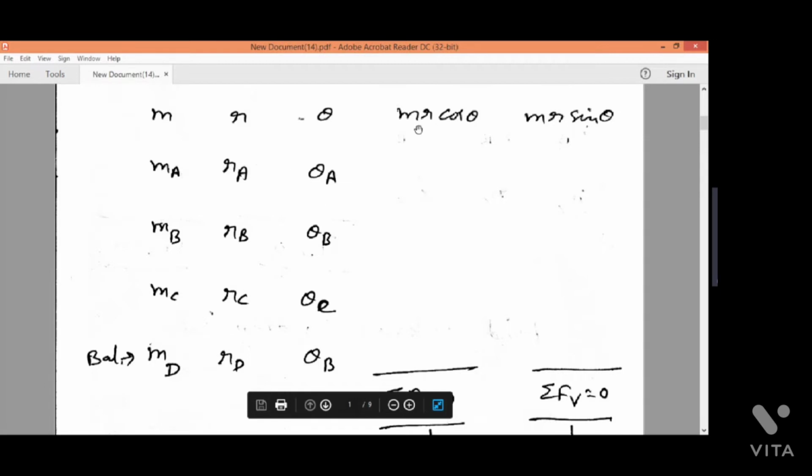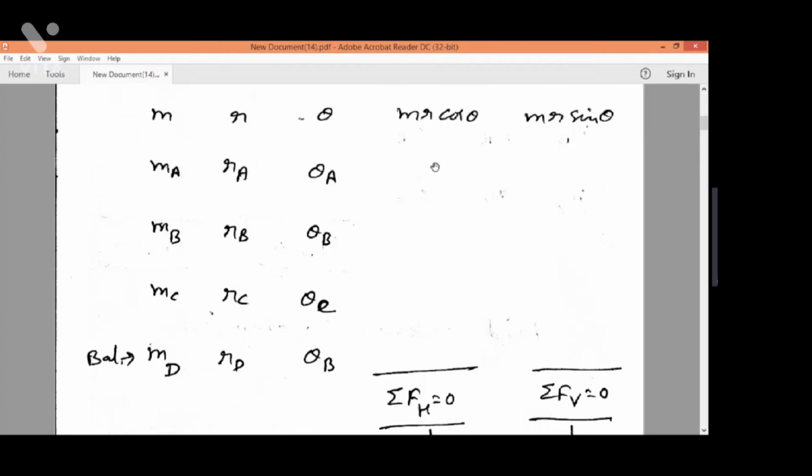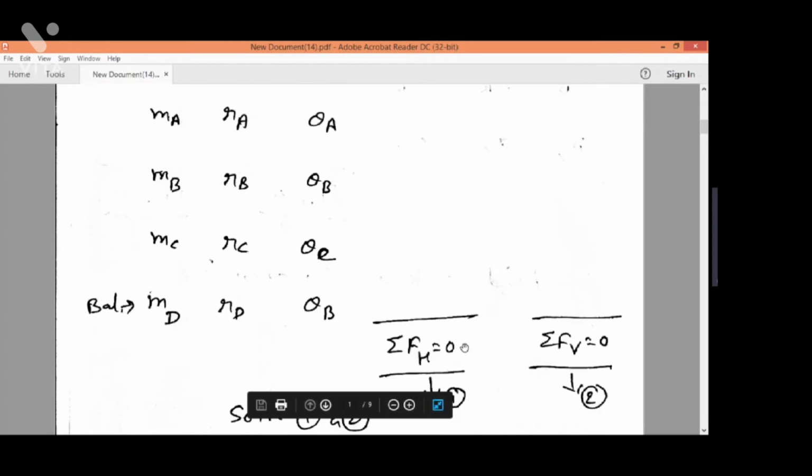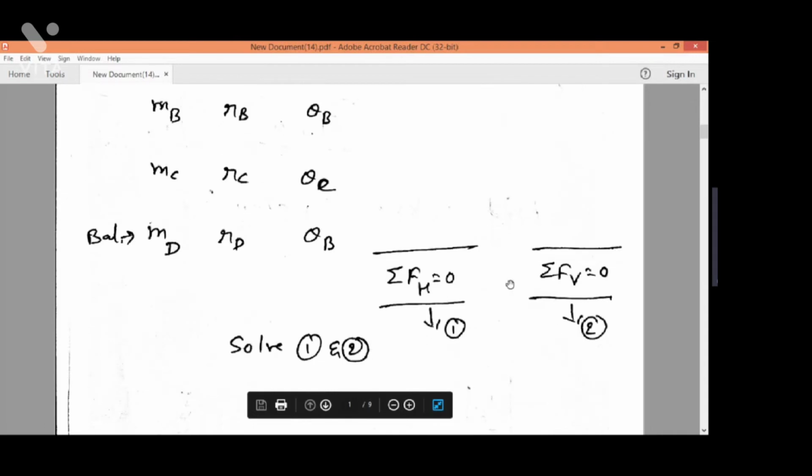So I am going to determine the net horizontal component and the net vertical component of the force. The horizontal component of centrifugal force is M R multiplied by cos theta. We have to fill that value. The vertical component is M R sin theta. For each mass, we have to find out the horizontal and vertical components of all the forces. As the system is balanced, the net horizontal force should be equal to 0 and the net vertical force should be equal to 0. Solve these two equations and get the unknown parameters.